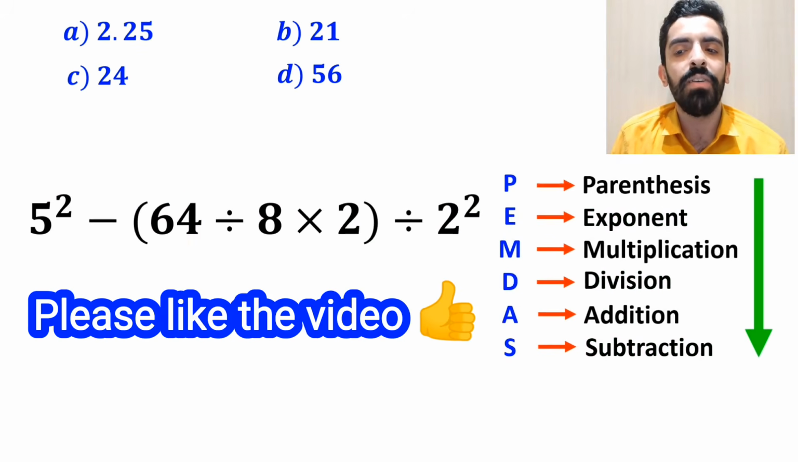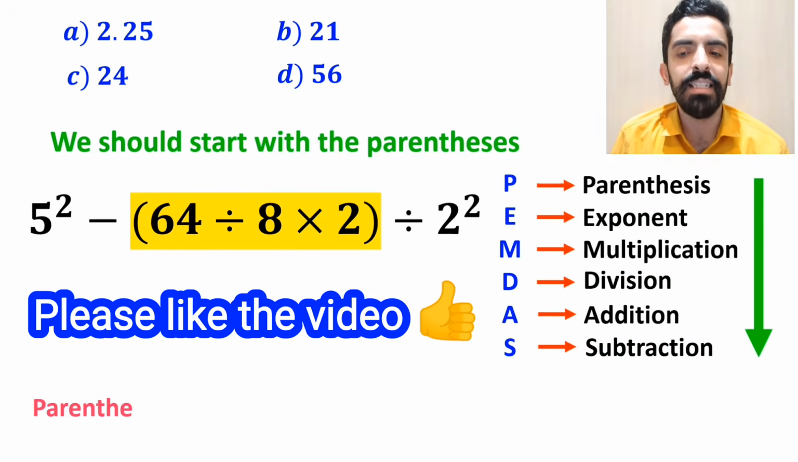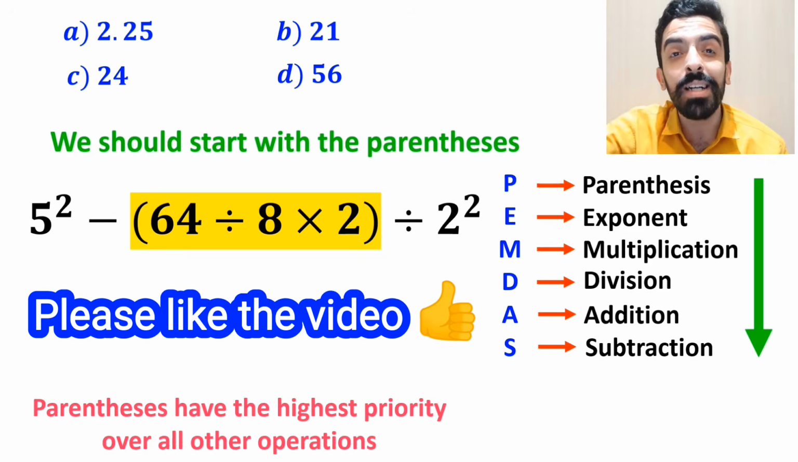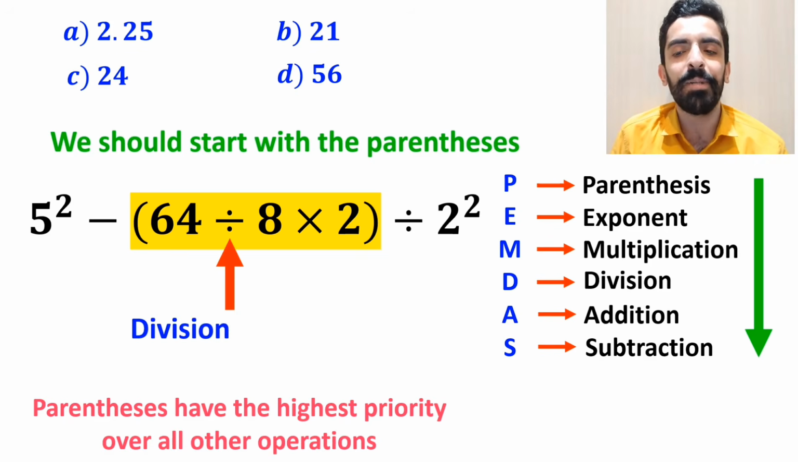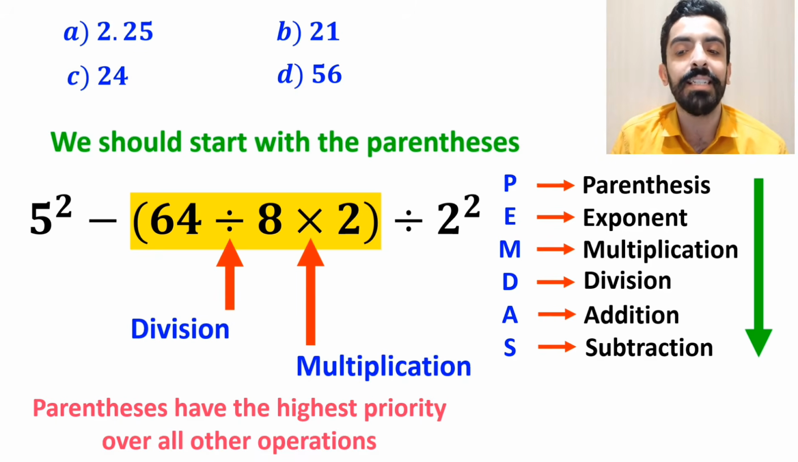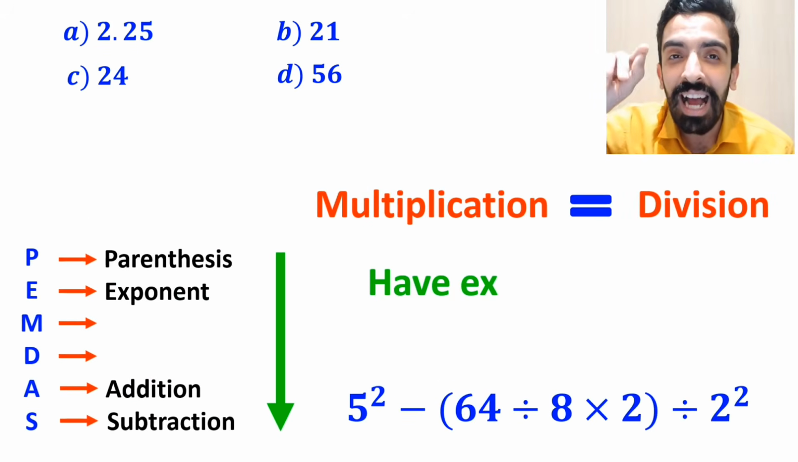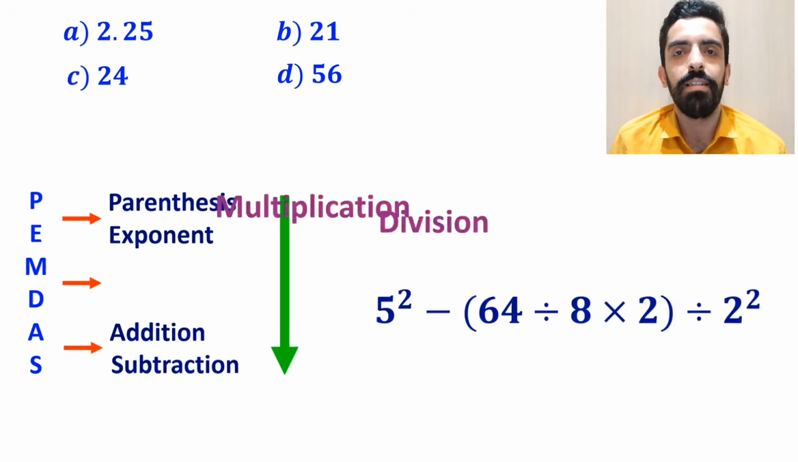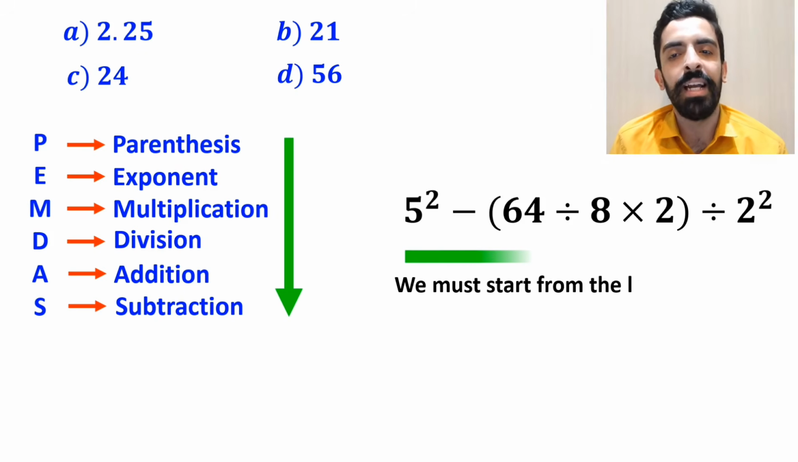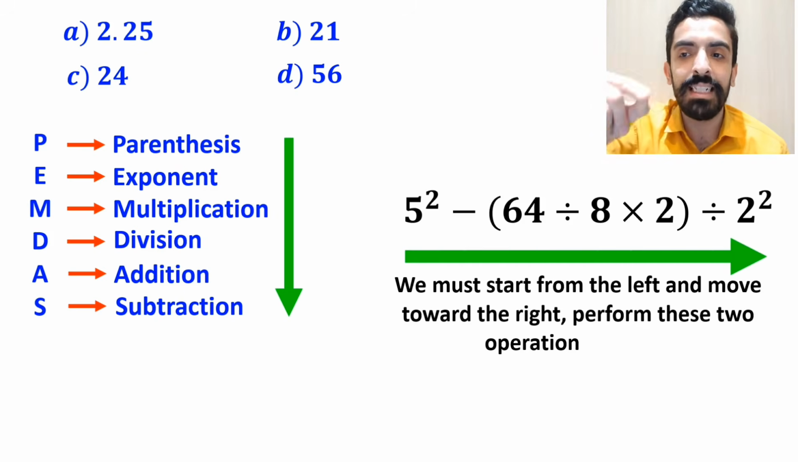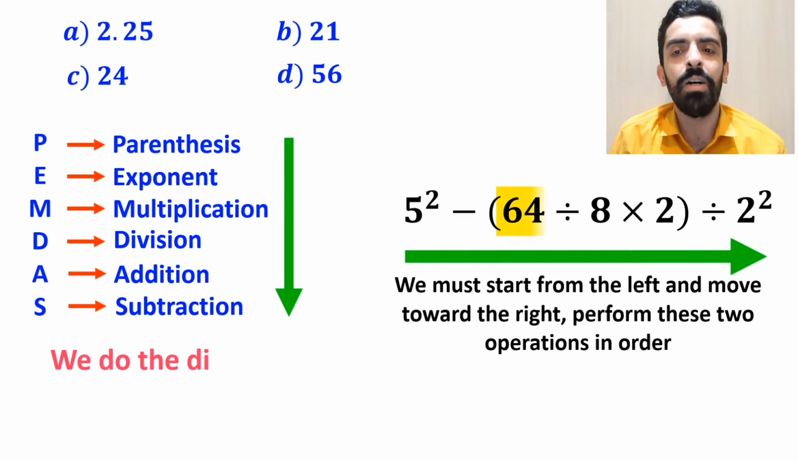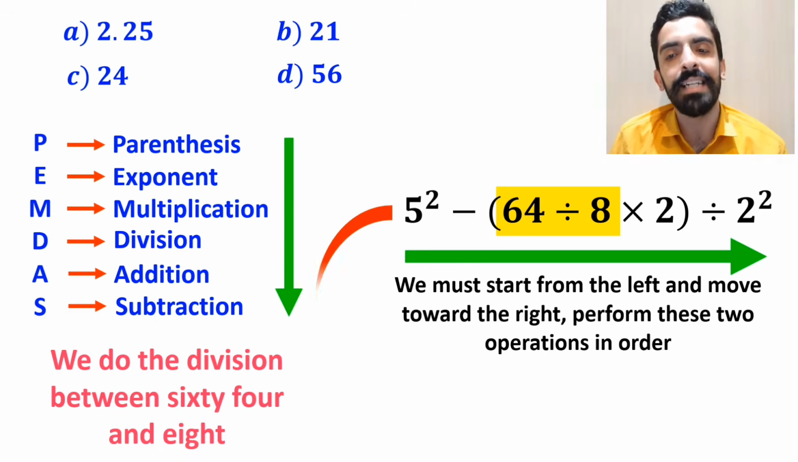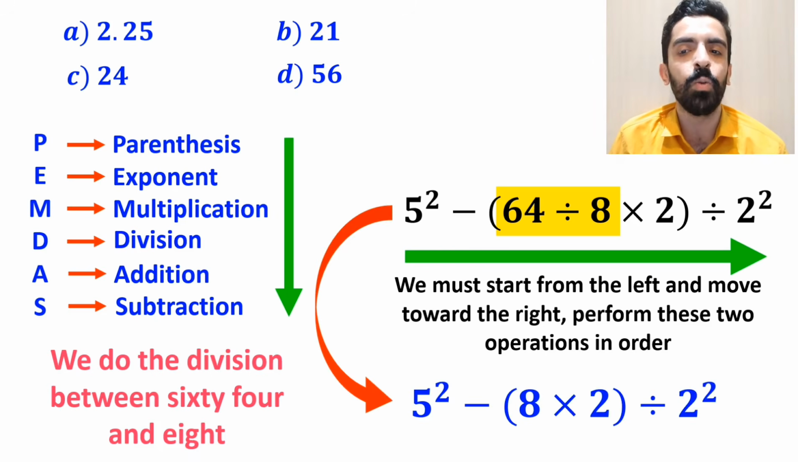According to the PEMDAS rule, first we should start with the parentheses, because parentheses have the highest priority over all other operations. And inside the parentheses, first we have a division sign and then a multiplication sign. It's very important to note that multiplication and division have exactly the same level of priority. In this situation, we must start from the left and move toward the right, performing these two operations in order. So, first we do the division between 64 and 8, and this expression simplifies to 5 squared minus 8 times 2 inside the parentheses, then divided by 2 squared.